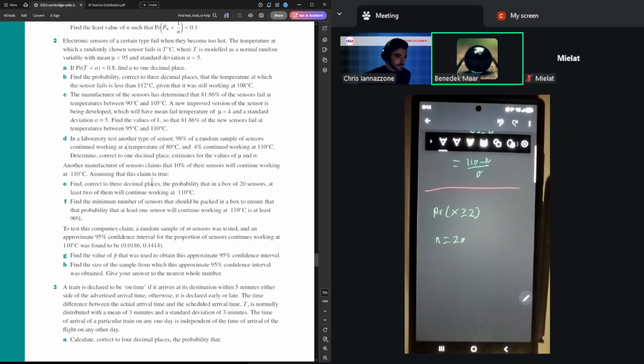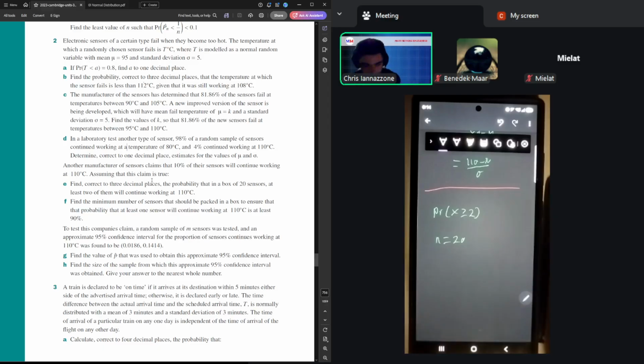10%? Oh yeah, it does say 10%, right there in the indent. 10% of sensors will continue working at 110. Yeah, no, that's perfectly right. I kind of forgot about that. I thought we might be doing a normal distribution to solve it. But yes, it absolutely does say 10%. Awesome.